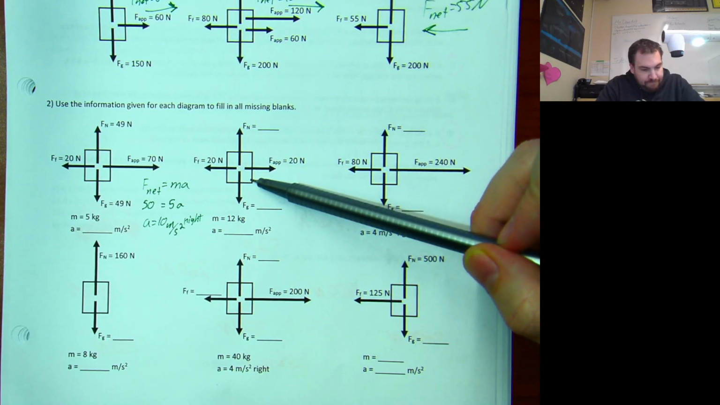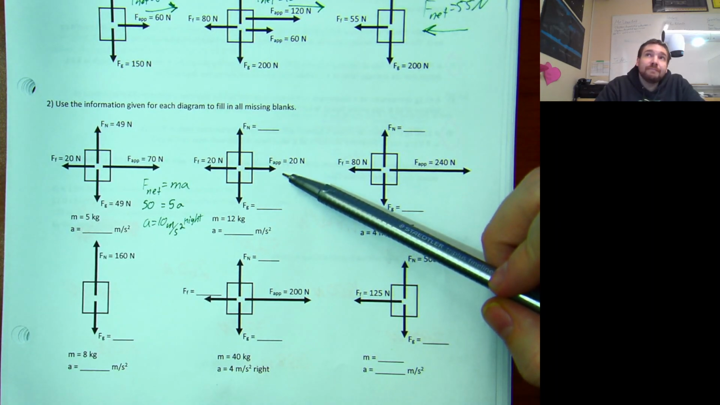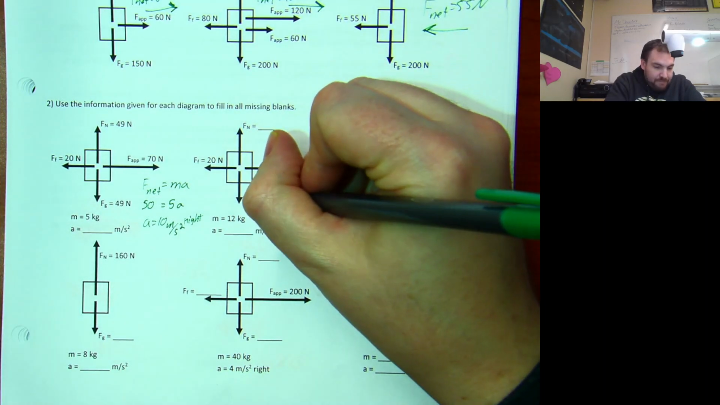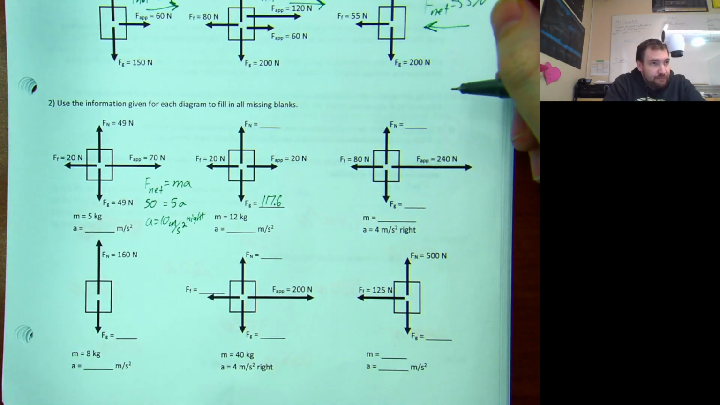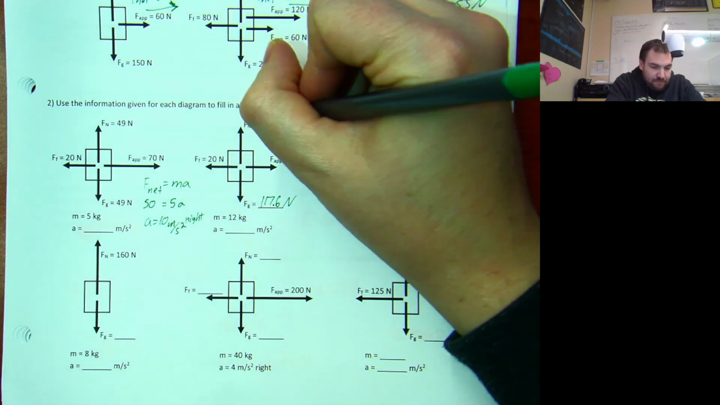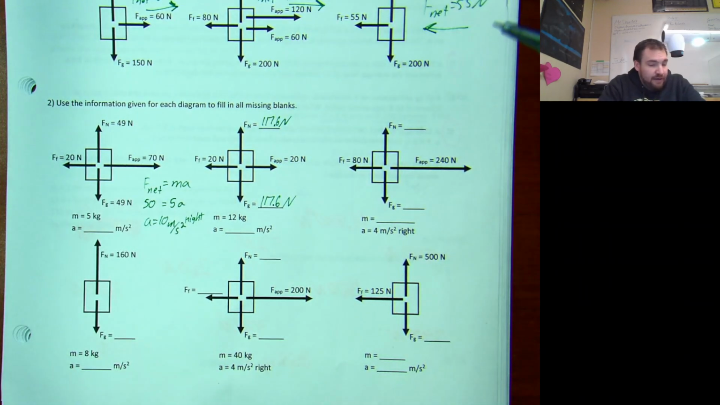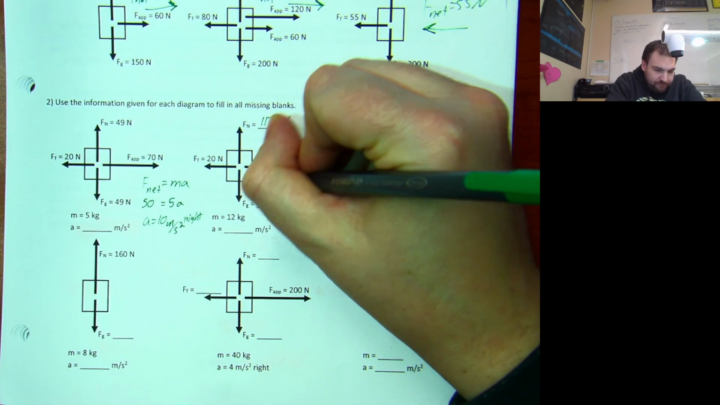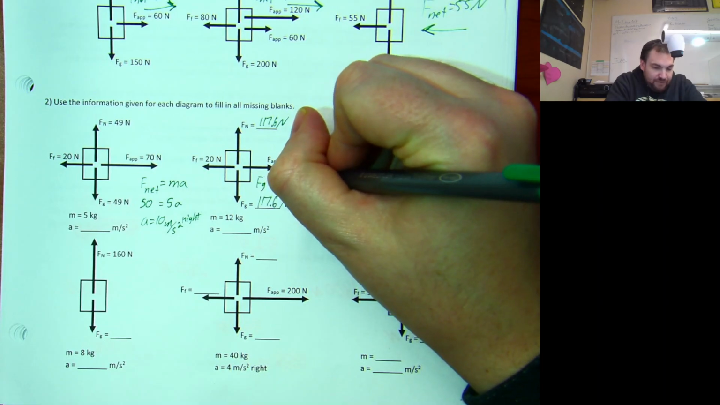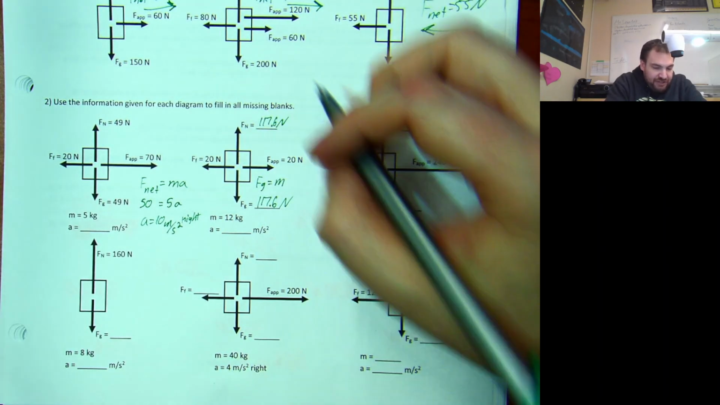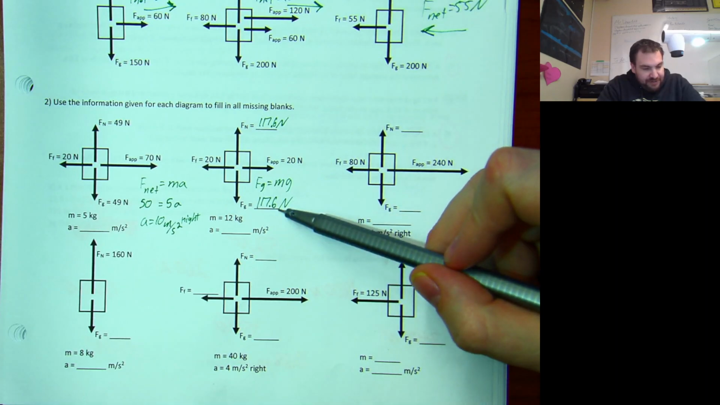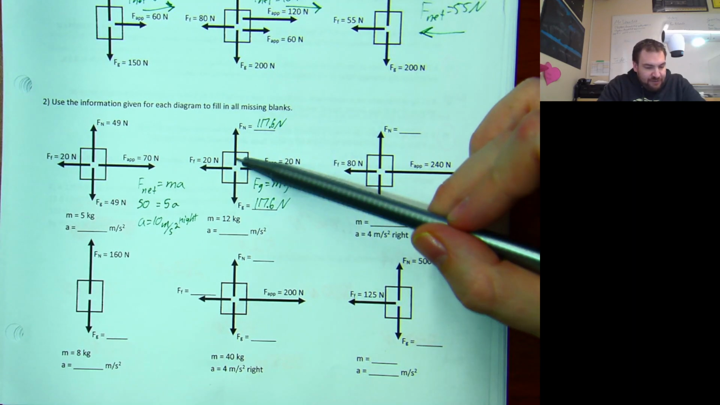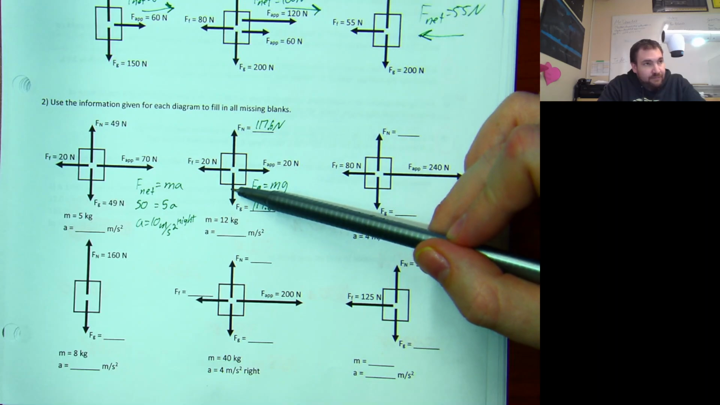117.6 for gravity and for normal force. 117.6 what? Newtons. Can someone verify? Okay. How'd you do that, Connor? I just did gravity equals 12 times 9.8. Yeah. So Fg equals mg, and the m is 12, g is 9.8. Gets you 117.6. Fg equals Fn. These arrows are the same length. I wasn't sure about that.